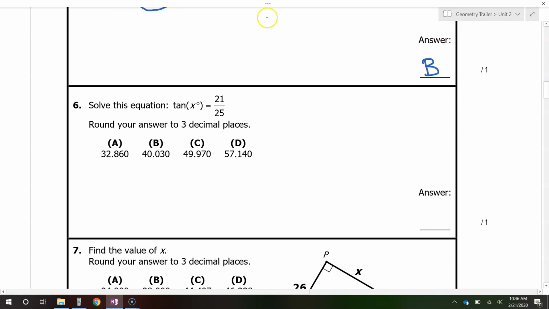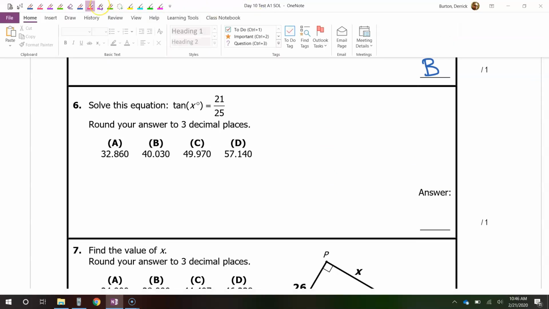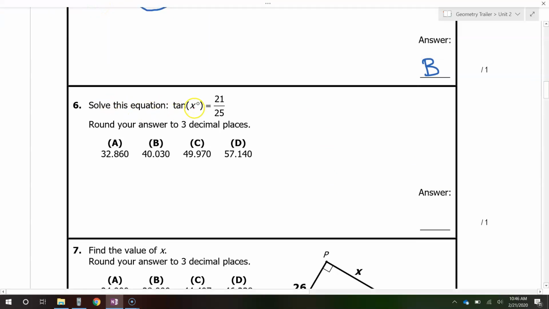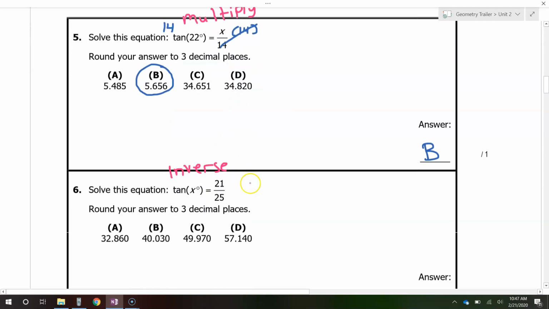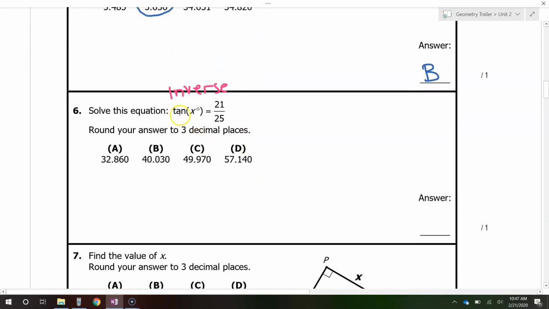All right, ponder number 6 while I change colors. Solving this equation. When the variable is inside the trig function, this is when we do the inverse. When the variable is in the numerator, that's when you multiply. But when the variable is right next to the trig function, that's when you do the inverse, which looks like this. So instead of tangent, I will do inverse tangent with that little -1.